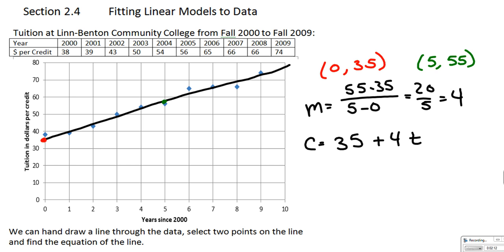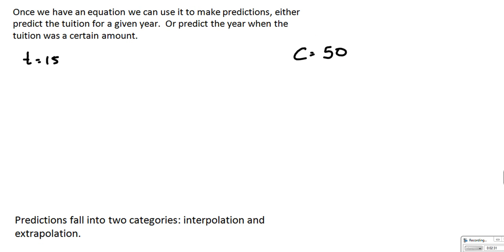Now, you may have drawn a slightly different line through that data. The next time I drew the line, I might have drawn it slightly differently, but we'd probably all come up with equations that are fairly similar to each other. And so this is called a trend line, mimicking the trend through the middle of the data. Once we have an equation, we can use it to make predictions, either predict the tuition for a given year or predict the year when the tuition was a certain amount.